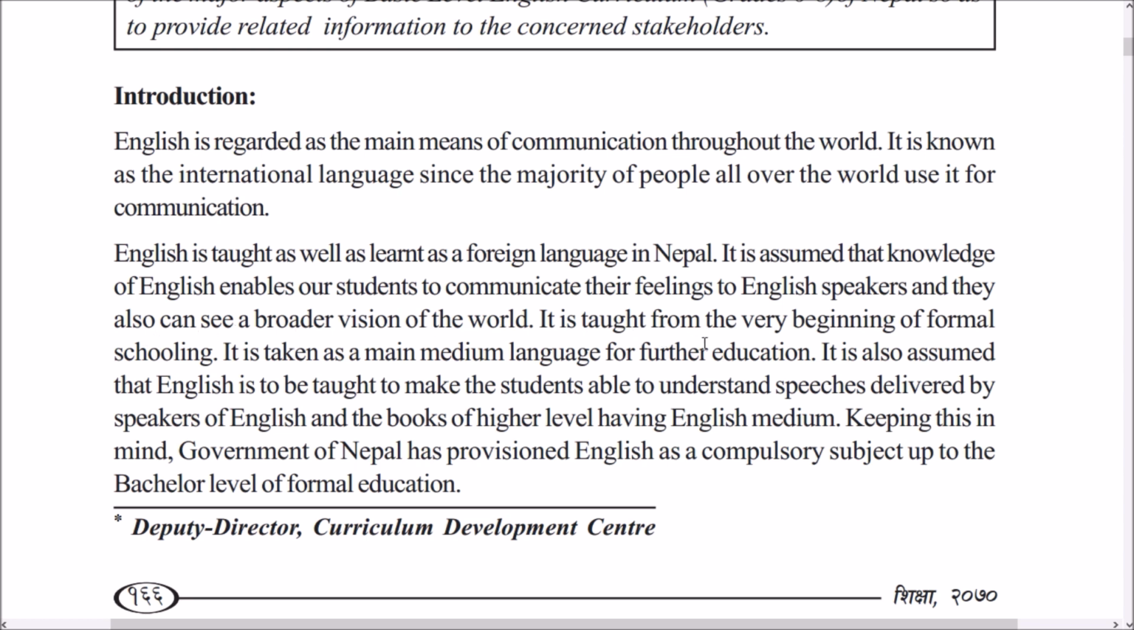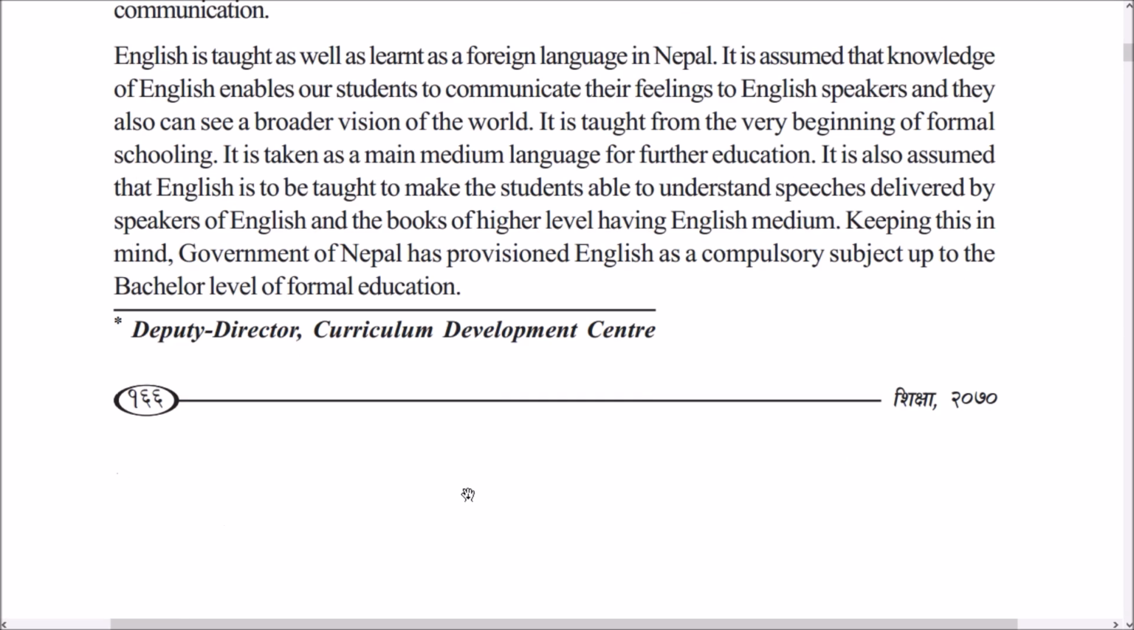It is taught from the very beginning of formal schooling. It is taken as the main medium language for further education. It is also assumed that English is to be taught to make the students able to understand speeches delivered by speakers of English and books of a higher level in English medium. Keeping this in mind, the Government of Nepal has provisioned English as a compulsory subject up to the bachelor level of formal education.